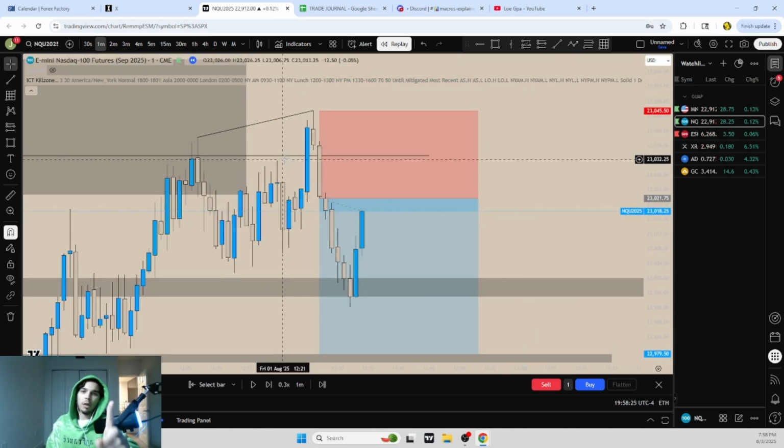We tapped into a 1 hour bearish gap. We also filled a 5 minute discounted bearish gap. We swept out 15 minute liquidity. So it was looking like price was going our way.